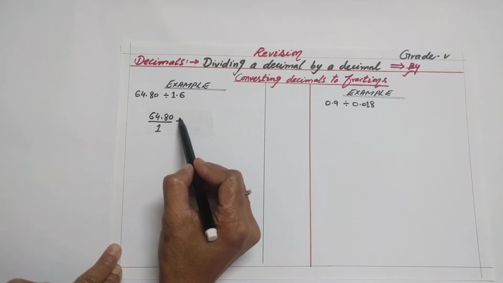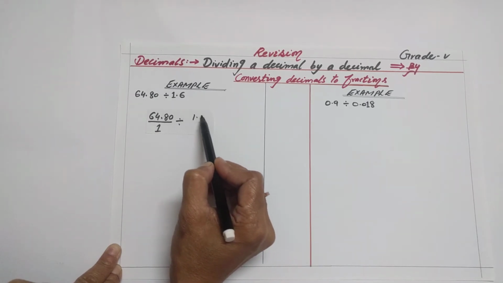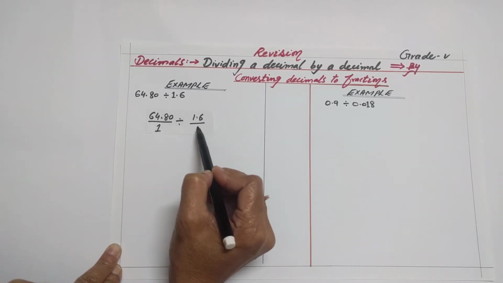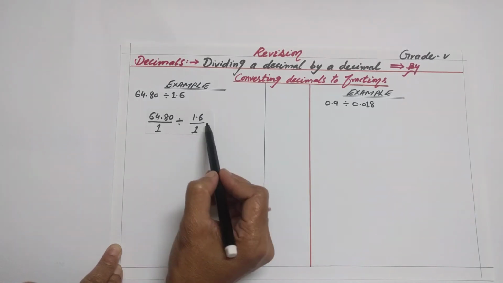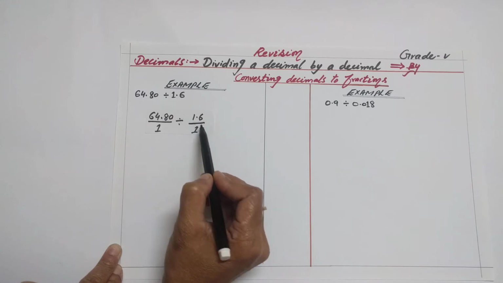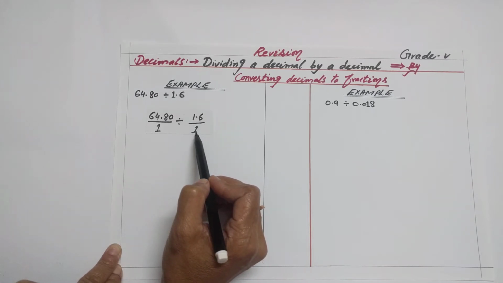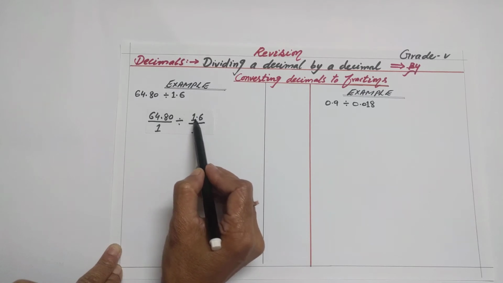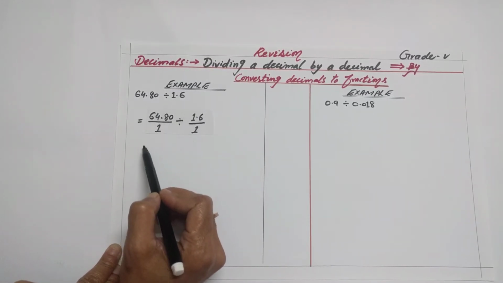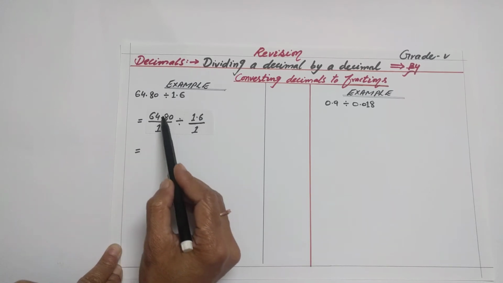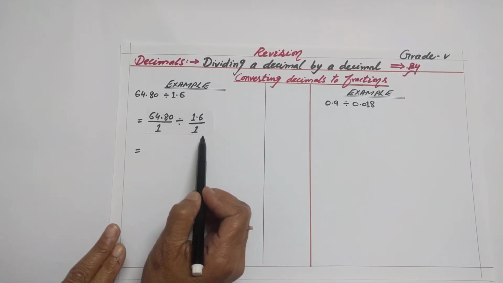So we can also convert the second decimal into fraction form by putting 1 as a denominator, because when we use 1 as a denominator, 1 will not affect the value of the decimal, and our decimal will also be in the form of fraction. Clear? Now our decimals are in the form of fraction.